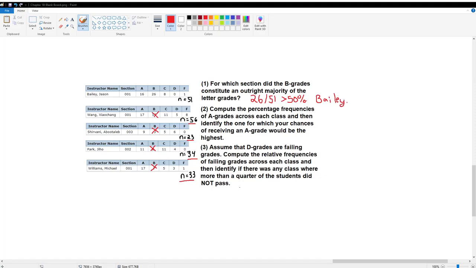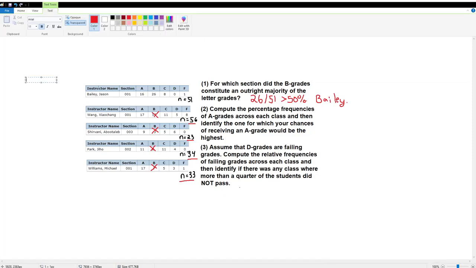So now for the second and third part, starting with the second, we're going to the left of our table, have 2 columns to show the computations for these. We're going to compute the percent frequency of A grades for each class, and then the highest percent frequency will be our answer here. So we're just going to call that off to the left here, and I'll make that a bit larger so it is easier to see.